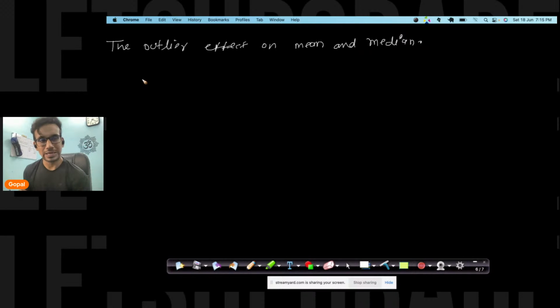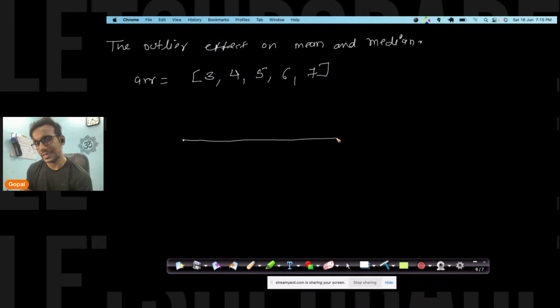So for this one, let's say we've got this array here, and this array contains a few values: 3, 4, 5, 6, and 7. If I see this on my x-axis, and if I calculate its mean, how exactly can I do it? It will be 3 plus 4 plus 5 plus 6 plus 7 divided by 5. So how much will it be? 25 divided by 5. So the mean of it will be 5 here.